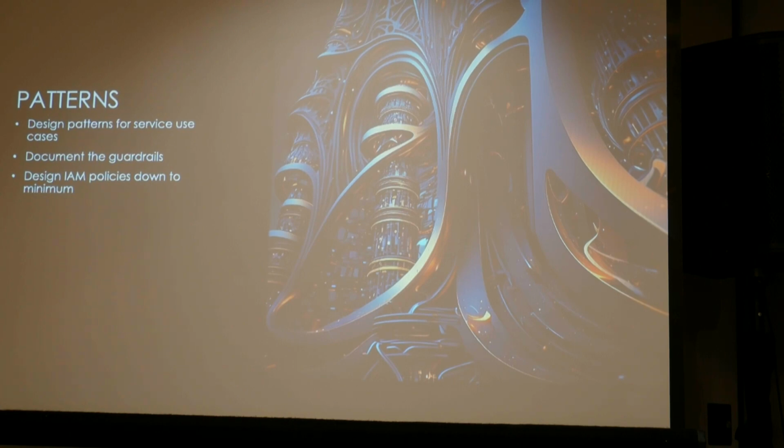Another thing to do before you start using Terraform, before you start onboarding services to it, is thinking about the patterns of how you want to adopt services. If you're going to use RDS, how do you want to use RDS? What does that look like? Where does that instance end up? What subnet? What security group? How are you doing IAM?